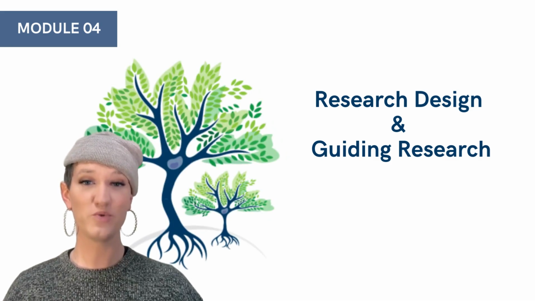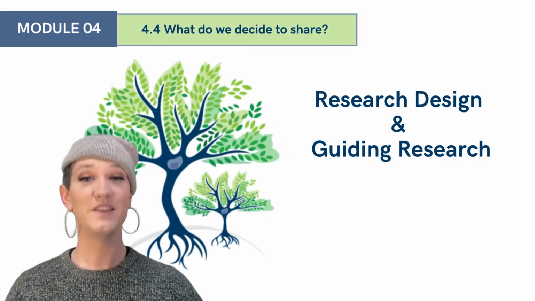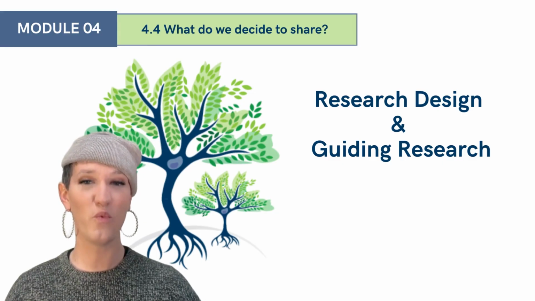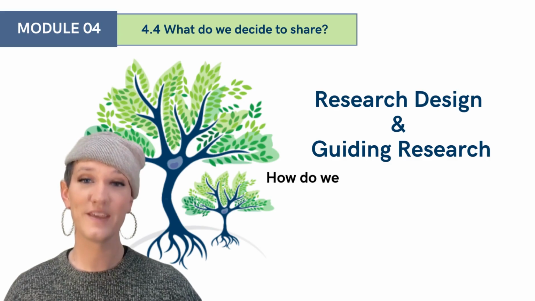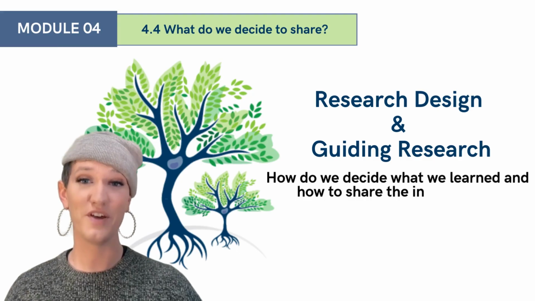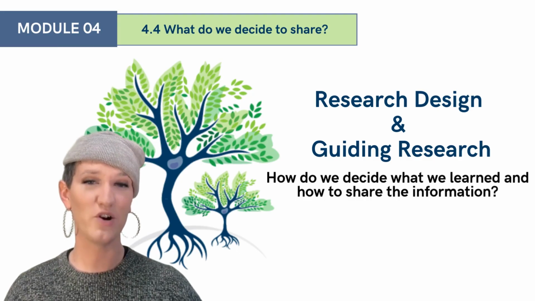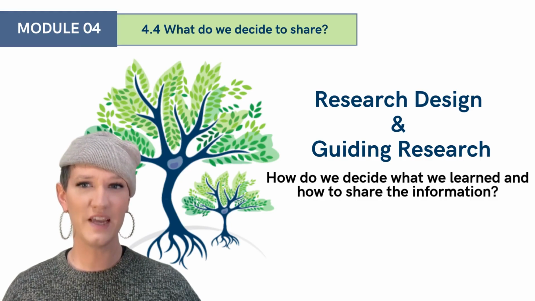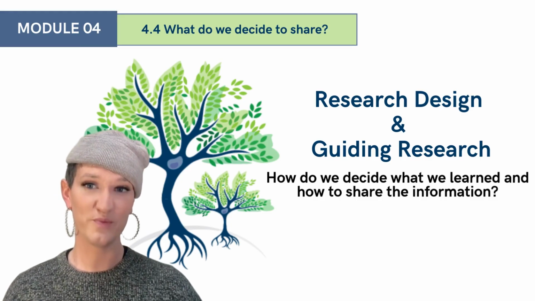Welcome to Module 4.4. In this final section, we're going to talk about how researchers figure out what they learned from a study, and just as importantly, how they decide to share that information with others. This step is called analysis and dissemination, and it's where all the data becomes something useful.